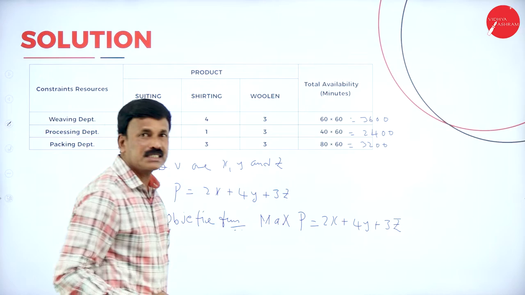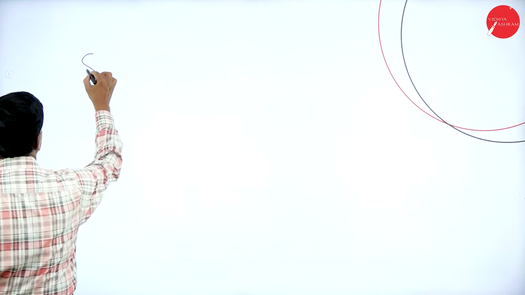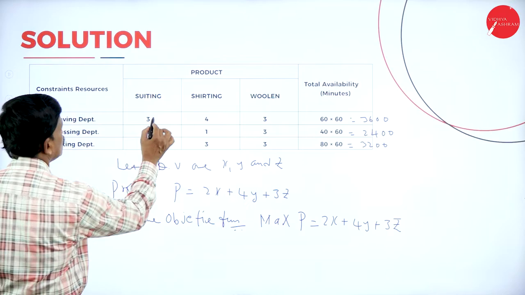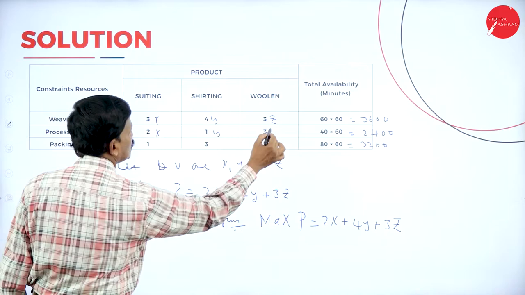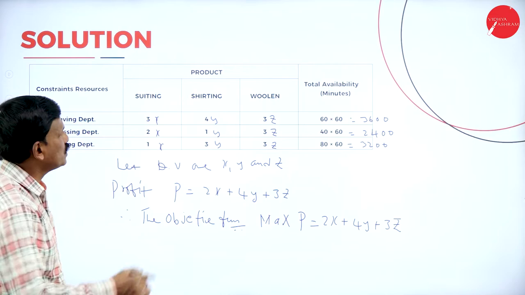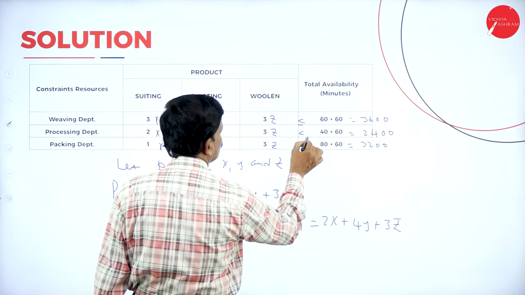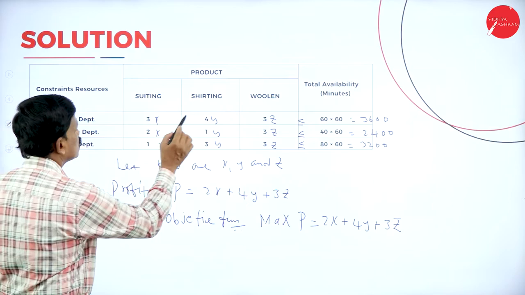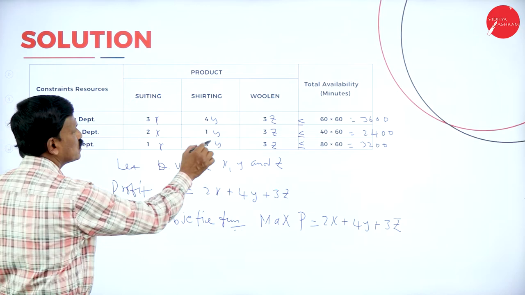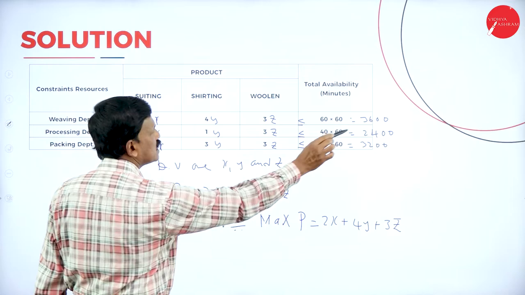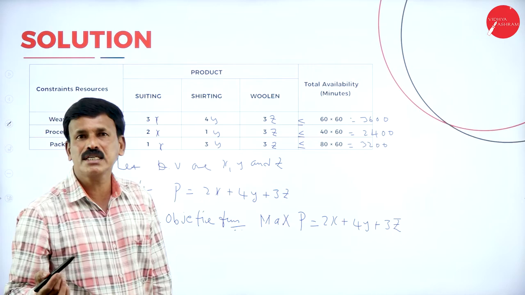Now, subject to the constraints. What are the constraints? First, for weaving, the constraint is 3x, 4y, 3z. Again this is 2x, 1y, 3z. Again this is x, y and z. And what is the condition? The total availability of time in minutes is less than or equal to. So straight away you can write the constraints as 3x plus 4y plus 3z less than or equal to 3600. 2x plus y plus 3z less than or equal to 2400. x plus 3y plus 3z less than or equal to 3200. And the non-negative restrictions are x greater than or equal to 0, y greater than or equal to 0 and z greater than or equal to 0.